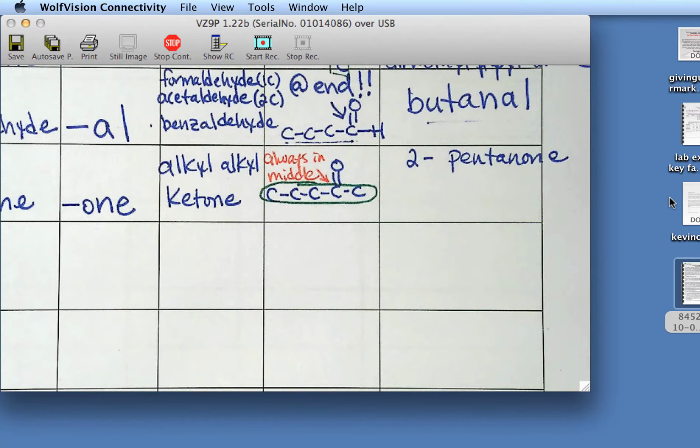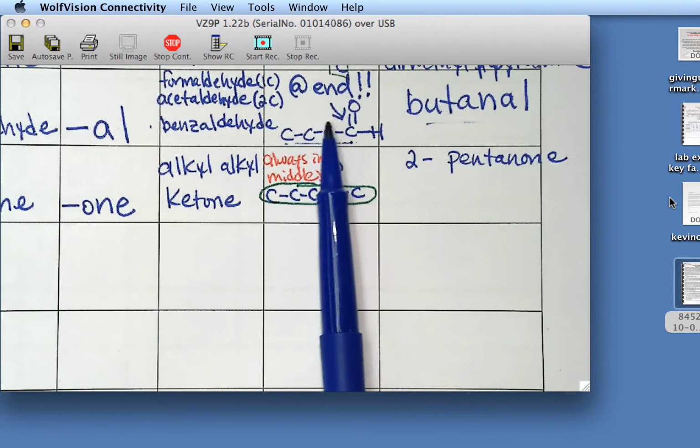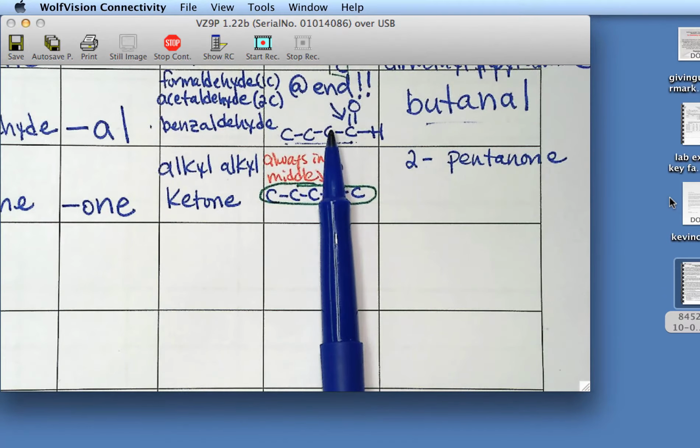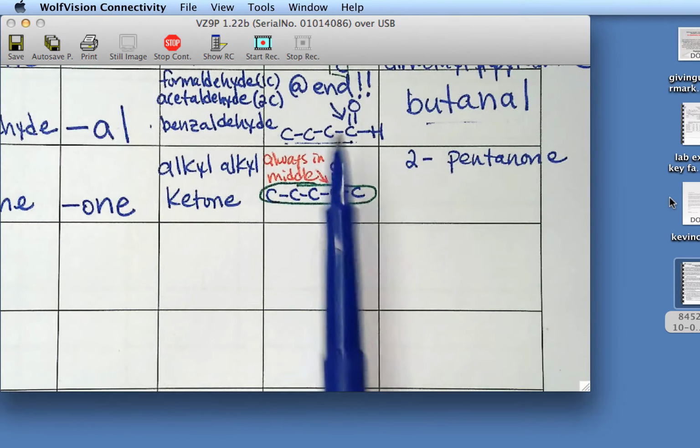So for the common name, you cover up the actual carbonyl. Then you name what's on the left and the right. So you have 3 carbons on the left and you have 1 carbon on the right. So that's going to be propyl and methyl. You'll list them in alphabetical order, so it would be methyl propyl ketone.